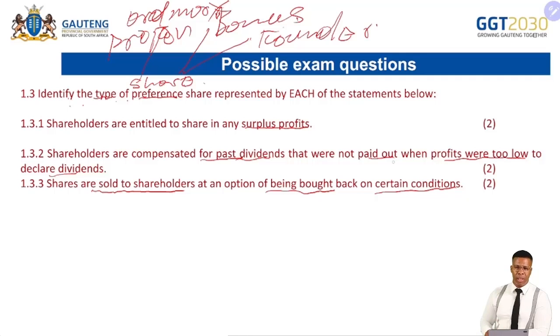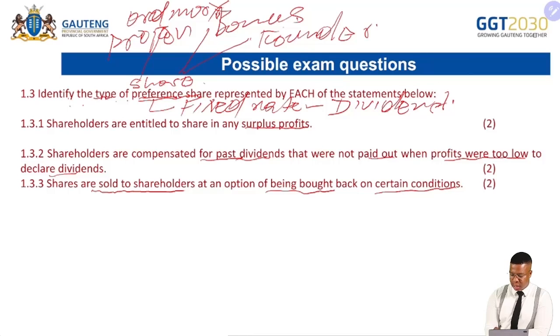When you're looking into participating preference shares, for instance, it talks about the idea that shareholders will be entitled to any surplus profit after they have received their fixed dividends. Because when you're talking about preference shares, these are shares that receive a fixed rate of dividends. And dividends are considered to be a return when it comes to investing in shares. So since they receive a fixed rate, whether the company makes 20 million or not, you are entitled to your fixed dividend that you agreed to receive. So if your fixed dividend is 10,000, it means you have to receive that 10,000.